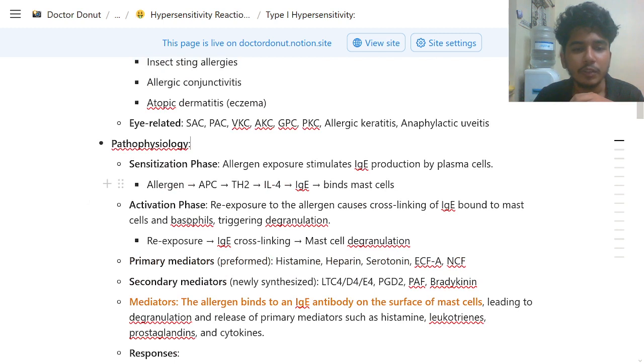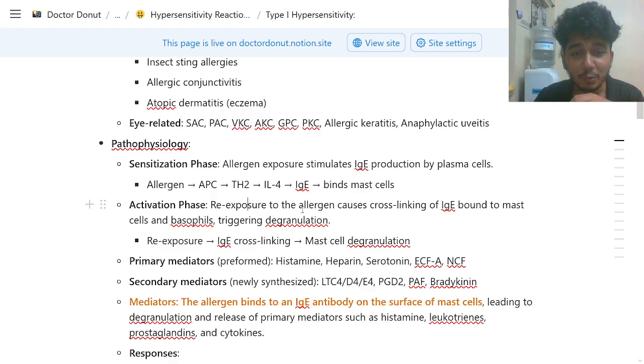So there are two phases: sensitization phase, where there is allergen exposure that stimulates IgE. So allergen goes to APC, the antigen presenting cell, which presents to T helper cell, and then that leads to release of interleukin 4, which leads to release of IgE, which binds to mast cell. Now once it happens, wait a second, we should stop here.